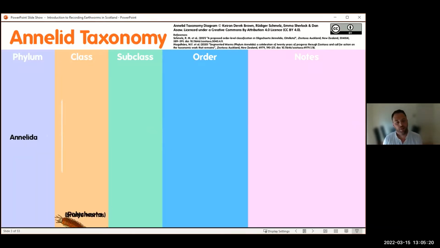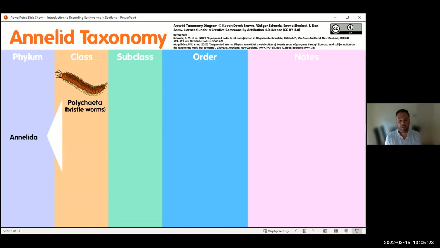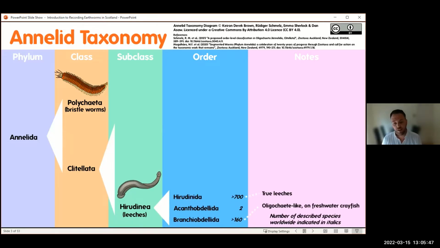And they break up into two main groups: the Polychaeta, the bristle worms, which include wonderful, scary-looking alien-type predators that you get living in marine environments, such as the bobbit worm, but also things that you may be familiar with, like lugworms and ragworms, and into the Clitellata as well. So the Clitellata, that breaks up into two main groups: the Hirudinea, which is the leeches, and the numbers that you can see within the order category there are the number of worldwide species that have been described.